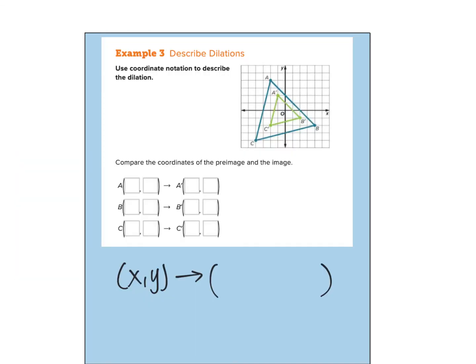All right, if you guys want to go to example 3 on page 470, let's try one where we actually have to write the rule. So this one's going to look a little bit different. So it says use coordinate notation to describe the dilation. So now we're just going to look at it and see if we can describe what happened.